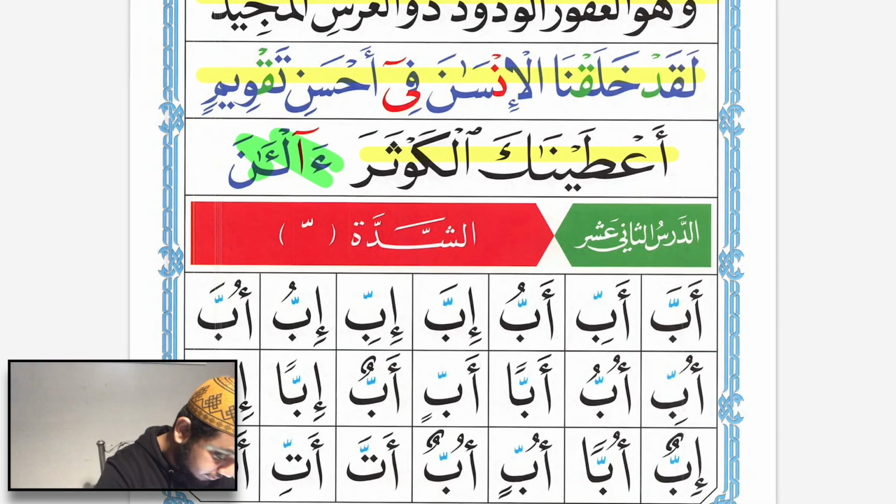This little W here, this is the shadda. This little W mark is called a shadda. Shadda means there's two letters. One has a sakin and one has haraka. For example, here we have Hamza, Fatha, and then we have a Ba here with a shadda and a Fatha.